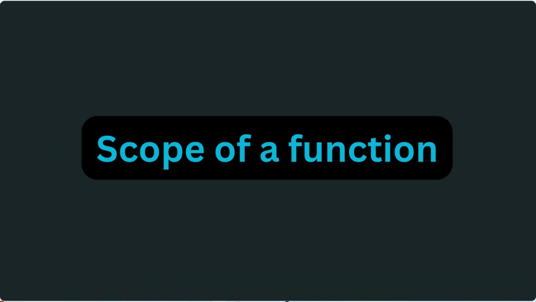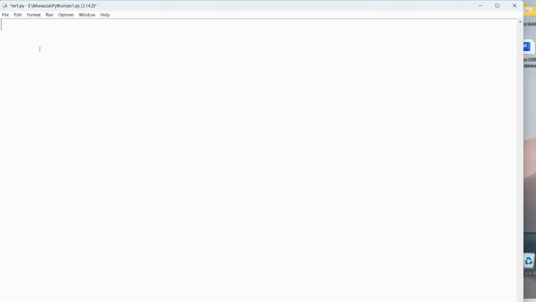So in this video we'll be discussing the scope of a function, or you can call it the difference between a global variable and a local variable. So let us understand with an example. There is a variable x whose value has been assigned. Now there is a function to just show the value of this particular variable.